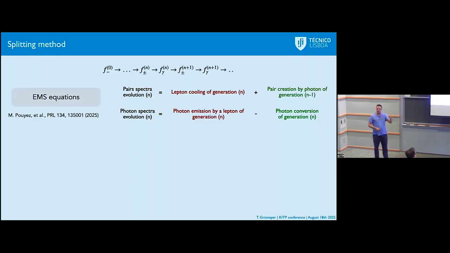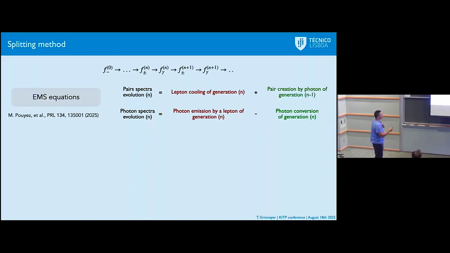So what we're going to do is split the distribution functions in every generation. The 0th is actually my beam. The first will be the first pair, then the second pair, third pair. And we're going to insert this in the equation that you saw before. What we're going to see is that the pair spectra of n is due to the photon of n, and also to the pairs of n minus 1. You're going to do the same with the photon.